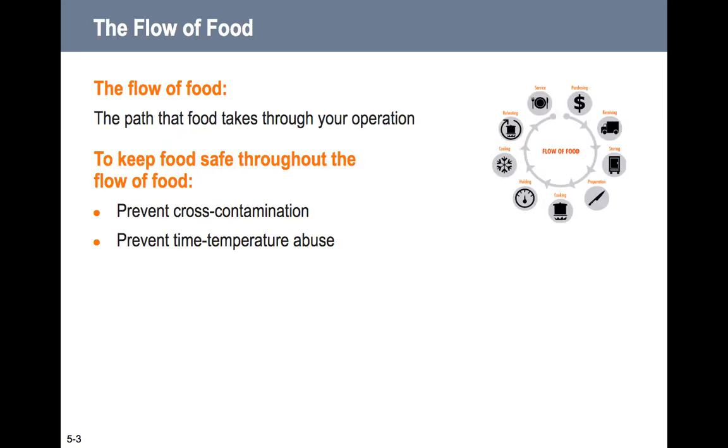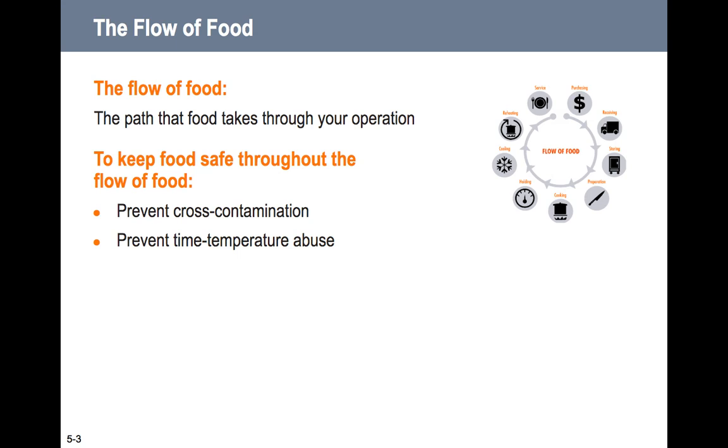The flow of food is the path that food takes throughout the operation. The flow of food starts off with purchasing, moves into receiving, followed by storing, preparation, cooking, holding, cooling, reheating, and table service. We will discuss each of these sections of the flow of food through the next few chapters.